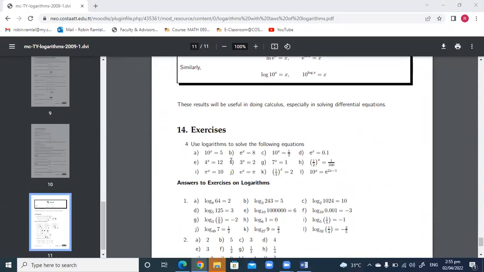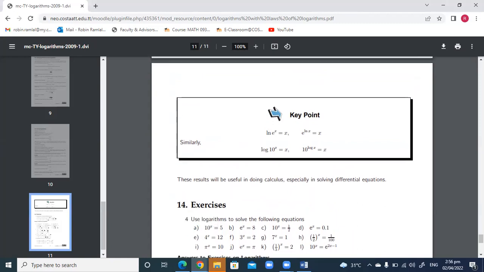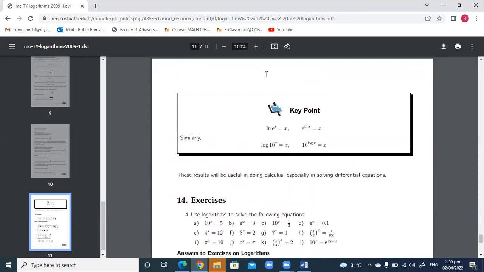I want you to solve number 4, parts A and E. Do that now. Number 4, A and E, A as in apple and E as in egg. Solve them now, similar to what I just did. So you're doing A and E. I'll give you 5 minutes. Go ahead.